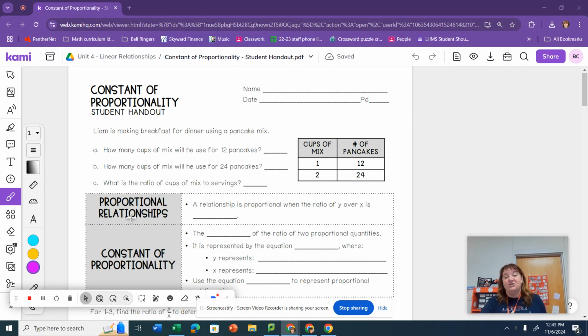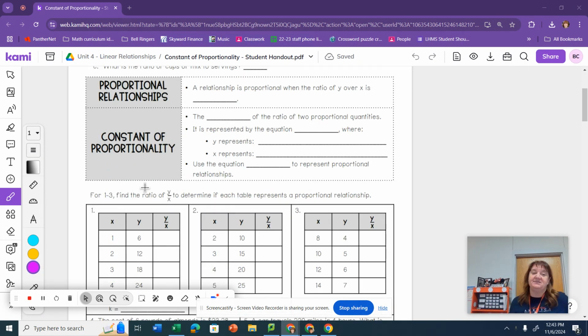So let's talk about proportional relationships. A relationship is proportional when the ratio of y over x is constant. That means that in that relationship, y over x, y is always going to be on top. Every y over x is the exact same. It's constant.